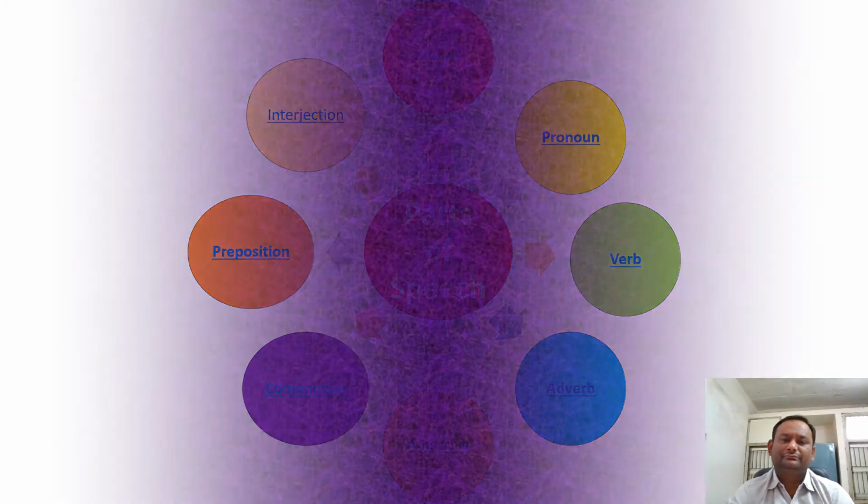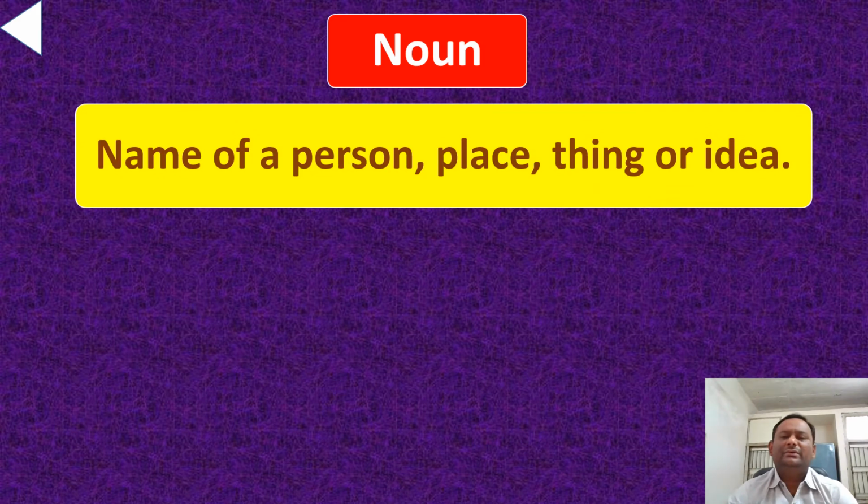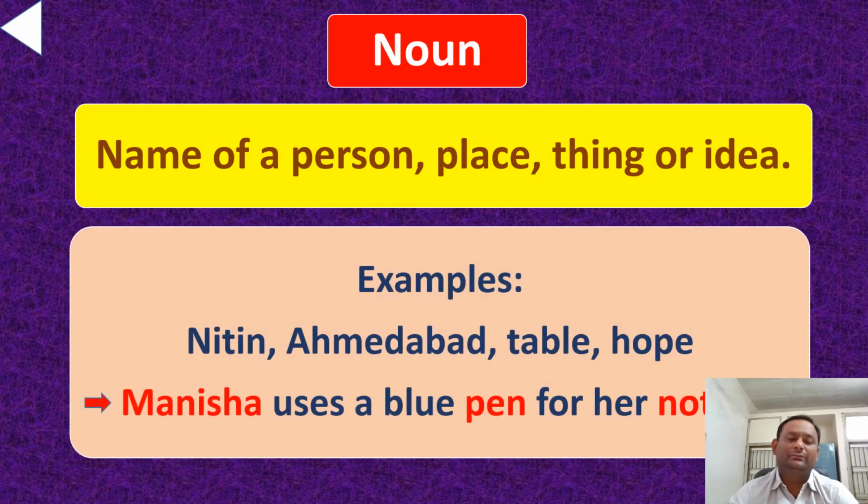Noun. What is noun? We can say that noun is a name of a person, place, thing, or idea. Means any name of any person, place, thing, or idea can be called noun. For example, Nitin, Ahmedabad, table, hog, such words are called noun. I have written one sentence here: Manisha uses a blue pen for her notes. In this sentence, the red colored words are nouns: Manisha is noun, pen is noun, notes is noun. So such words are called noun.